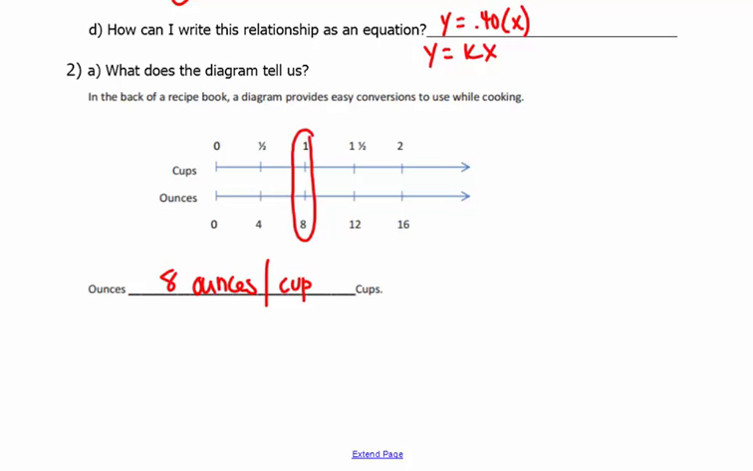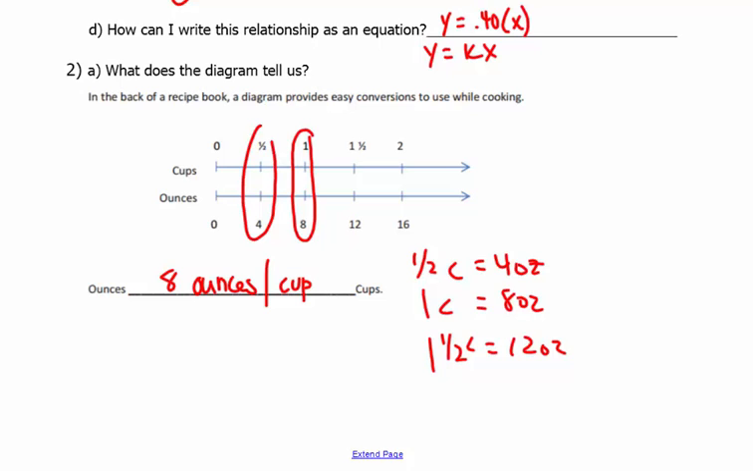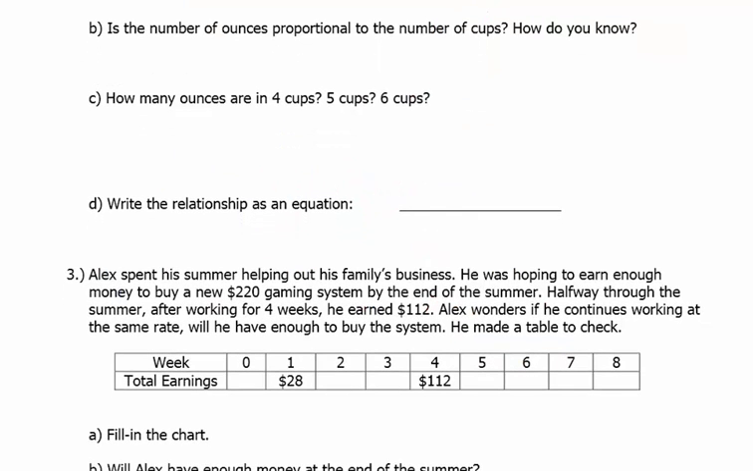So from the diagram, I also know that a half a cup is 4 ounces, and 1 cup is 8, and 1.5 is 12. And I'm finding that by just going across and seeing where they match up. 2 cups is 16 ounces. So I find a lot of information from that diagram. Is the number of ounces proportional to the number of cups? How do you know? So yes, it's proportional.